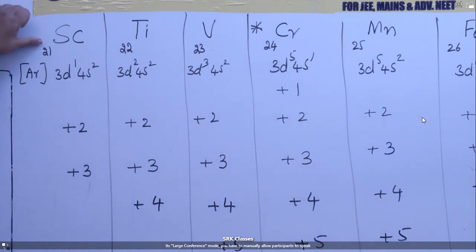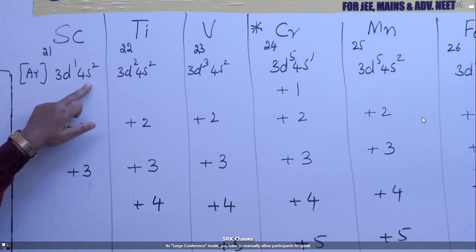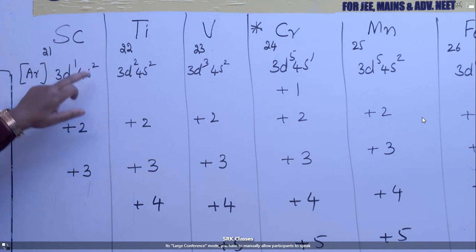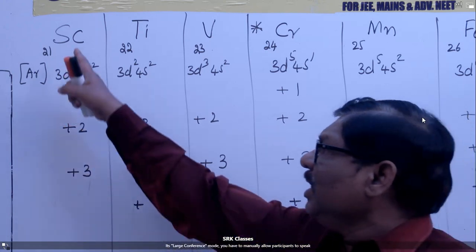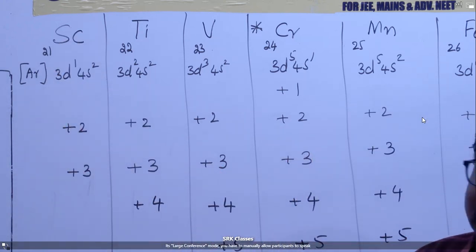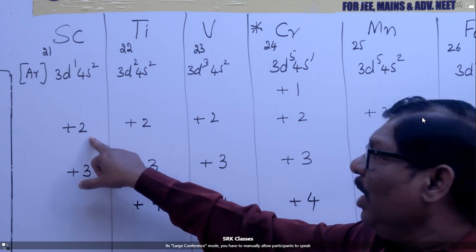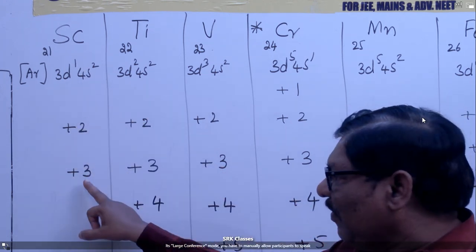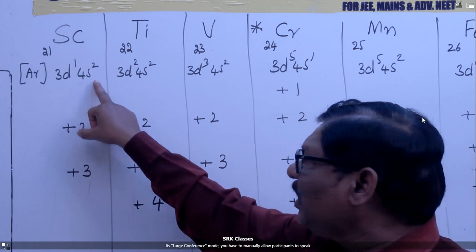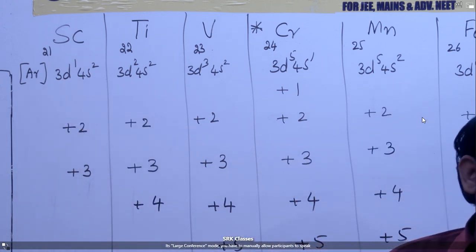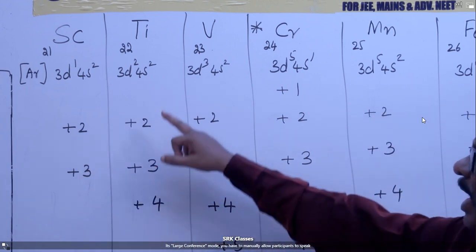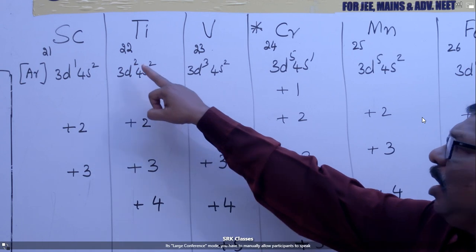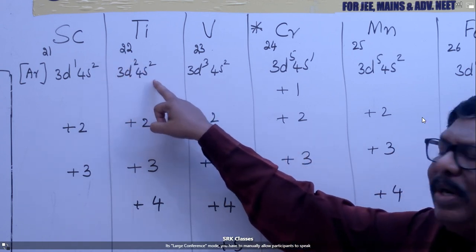Atomic number of scandium is 21. Electronic configuration is 3d1 and 4s2. Just now I have explained that outermost as well as penultimate electrons are taking part in the chemical reaction. That's why scandium shows two oxidation states. One corresponds to +2, loss of electrons from the s orbital. Another one is +3, loss of electrons from the s2 as well as d orbital. Both electrons are taking part. That's why it shows +2 as well as +3. Similarly, titanium. Atomic number 22, therefore 3d2 and 4s2.